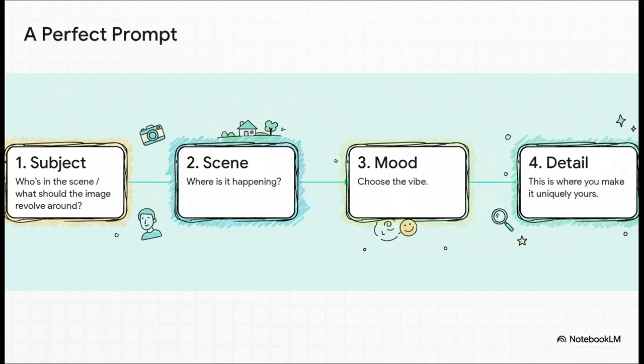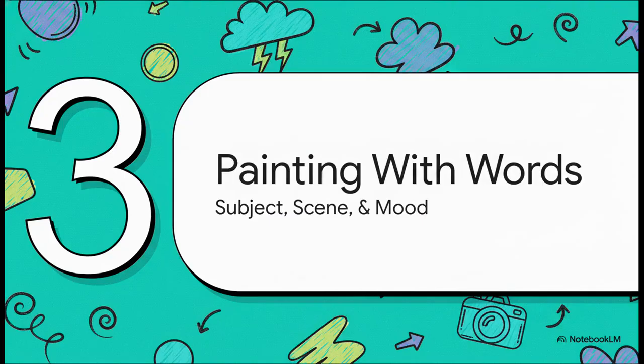And this is it. The formula is just beautifully simple. Subject plus scene plus mood plus detail. You get these 4 elements right, and you are well on your way to creating something truly spectacular. Now, let's break down those first 3 parts of the formula. You can kind of think of these as the main layers of your digital painting, right? You've got the subject, the setting, and the whole vibe.